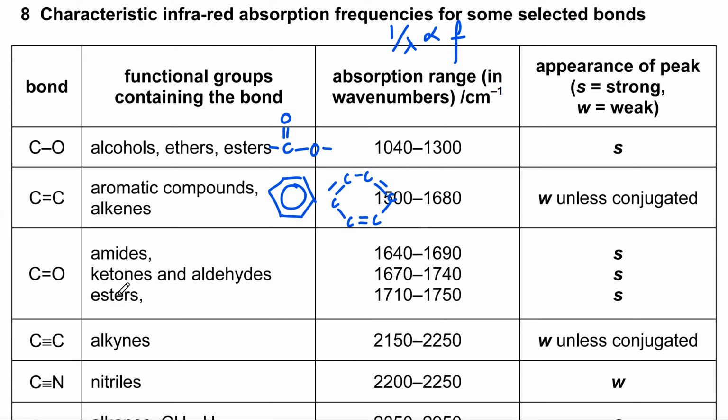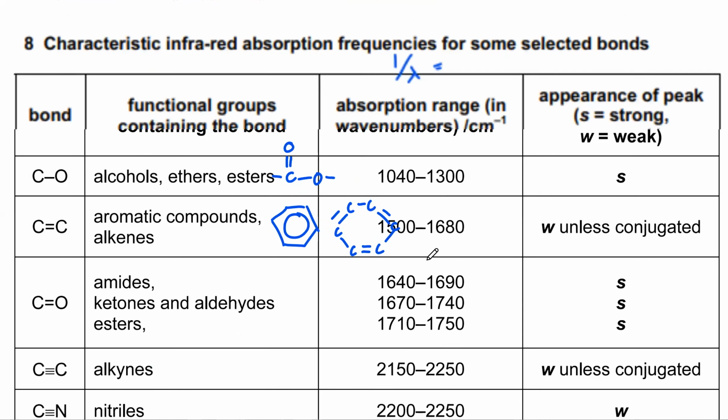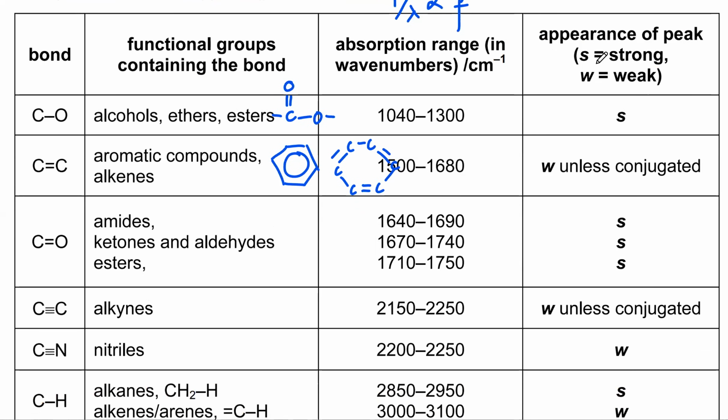Amides, ketones, aldehydes, esters, they all have C double bond O. Alkynes have C triple bond C. Nitriles. So all the absorption frequencies are given. And the appearance of the peak is also given, that there's a strong absorption. Strong means strong, I'll explain what strong means.